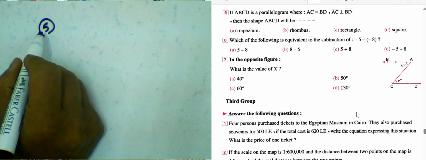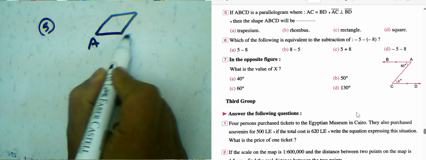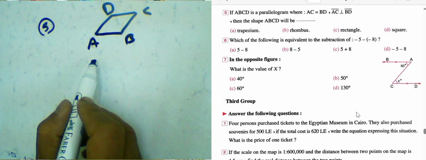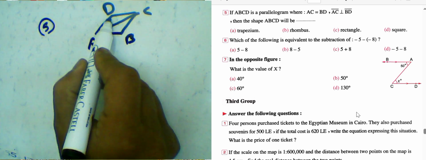Number 5. If ABCD is a parallelogram, we have a parallelogram here, you can draw it to sample the expression with you. ABCD is a parallelogram, AC equivalent to BD, so it will be a rectangle. A rectangle is a parallelogram whose two diagonals are equal in length. Okay, ABCD, because he tells us AC equals BD. And again, perpendicular, it will be converted to a square.